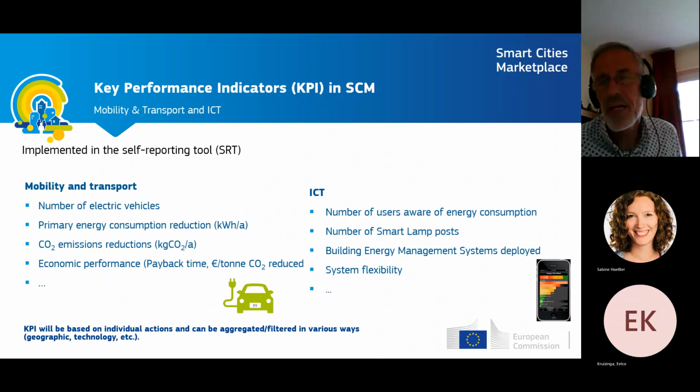For mobility and transport and ICT, KPIs are not a result of a calculation of square meters and energy source, or energy carrier in the terminology of the self-reporting tool, but more based on clear numbers about the number of electric vehicles deployed, or bicycle lanes, in terms of infrastructure for mobility, kilometers deployed. In ICT, it's the same. It's also about numbers of users aware of energy consumption, number of smart lampposts.